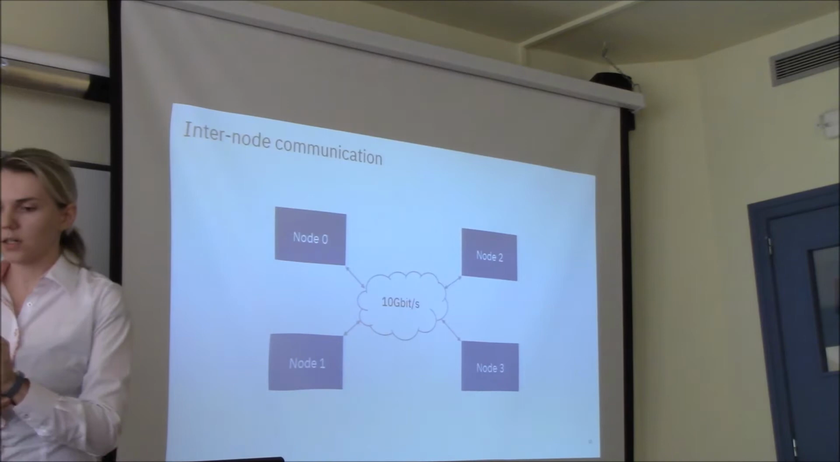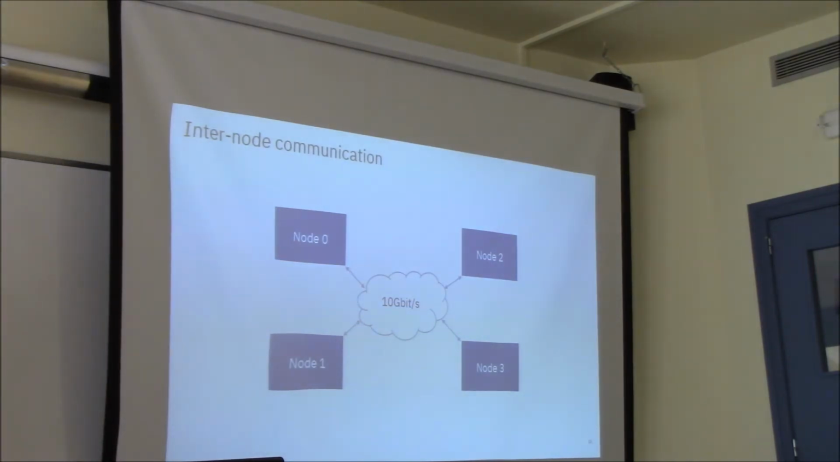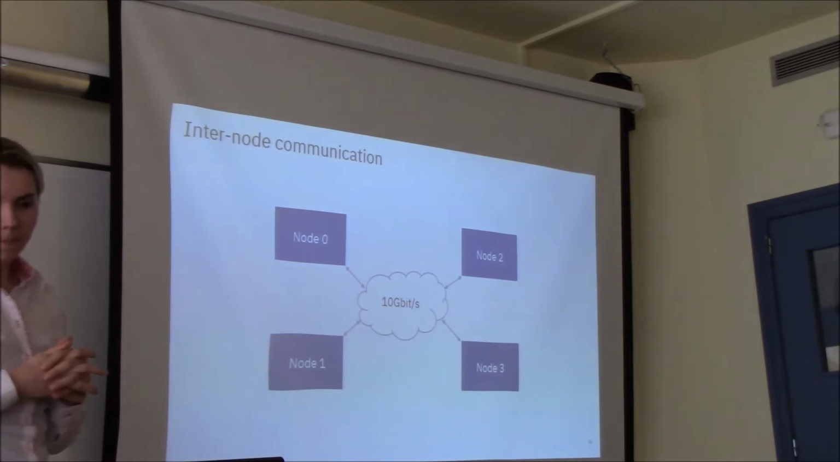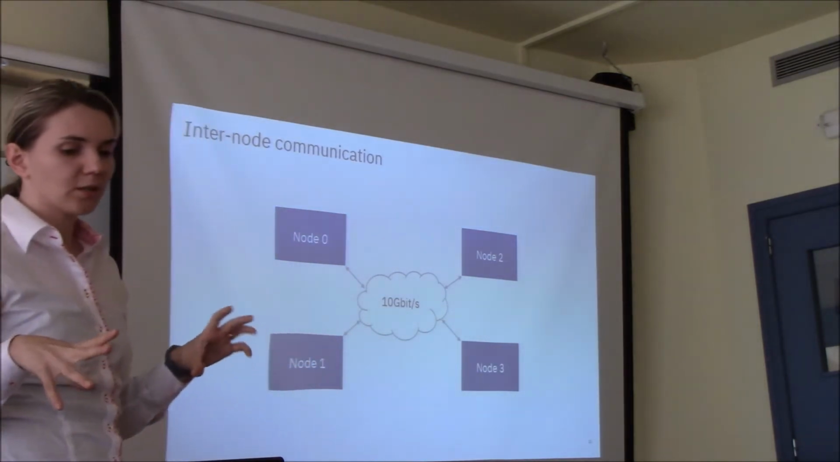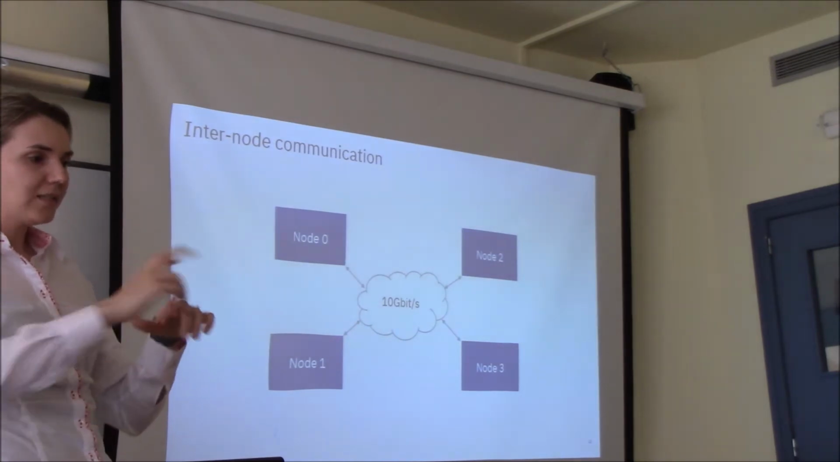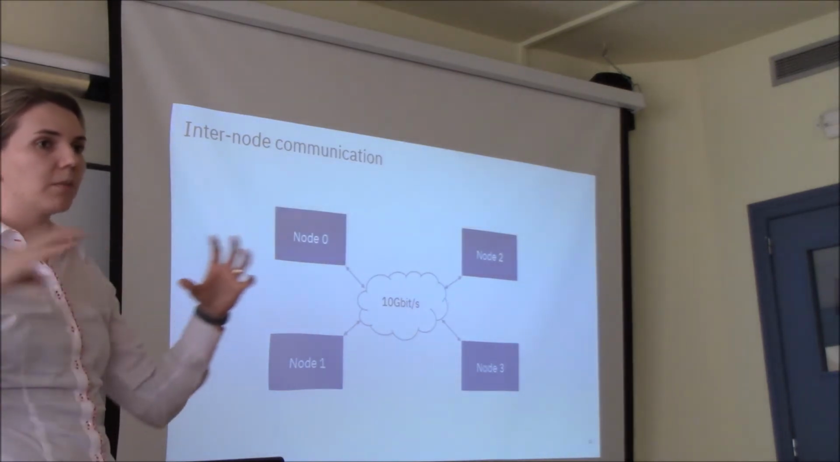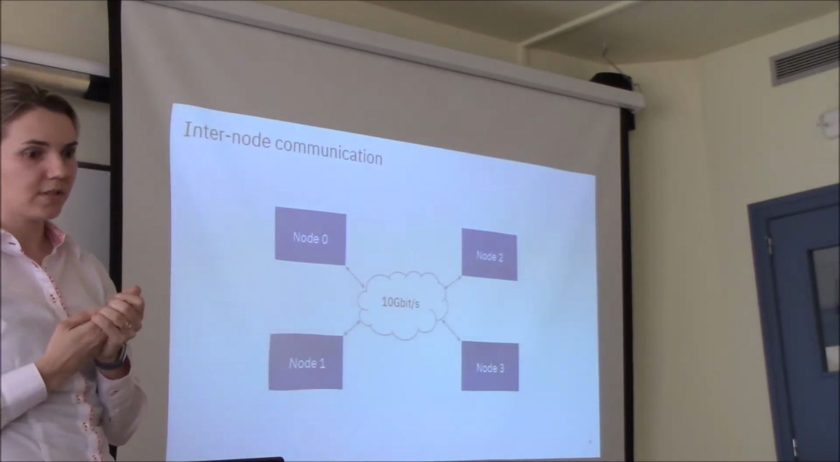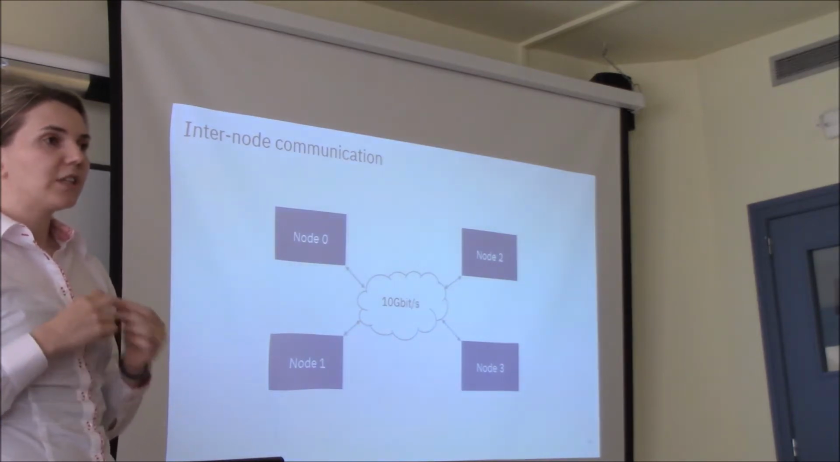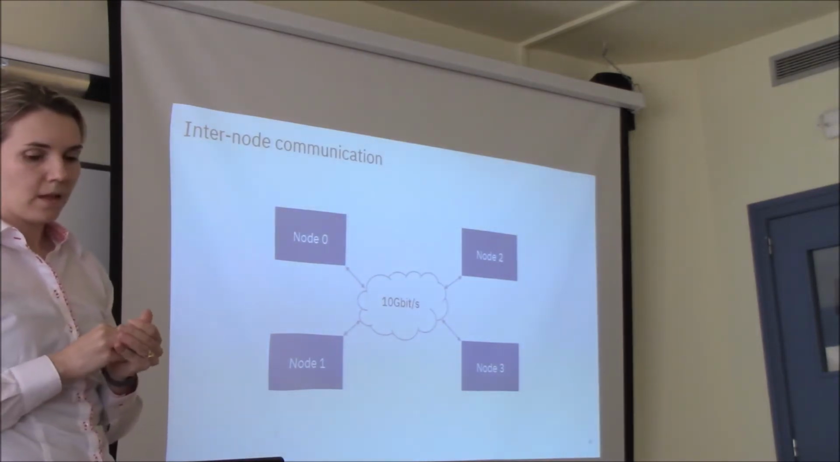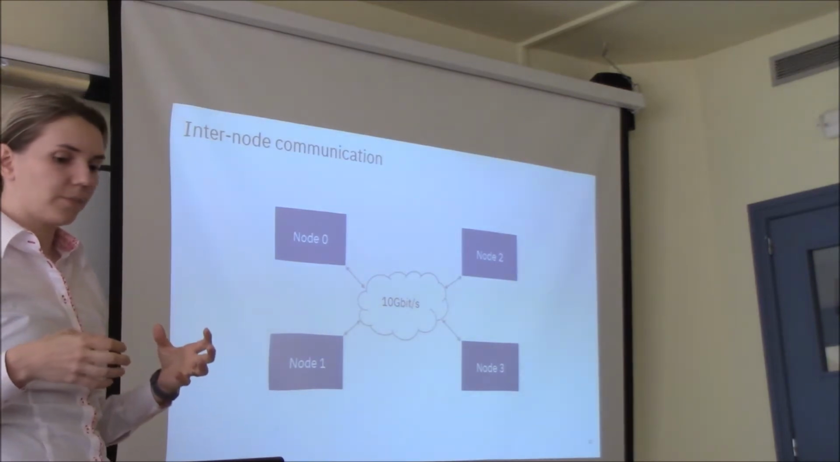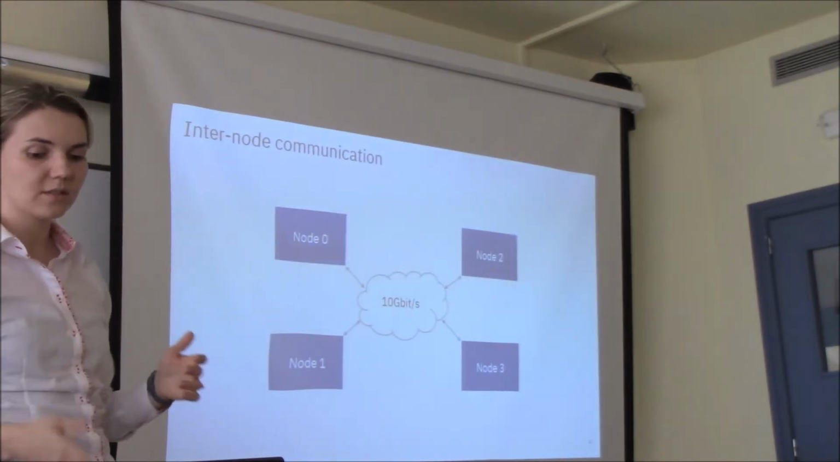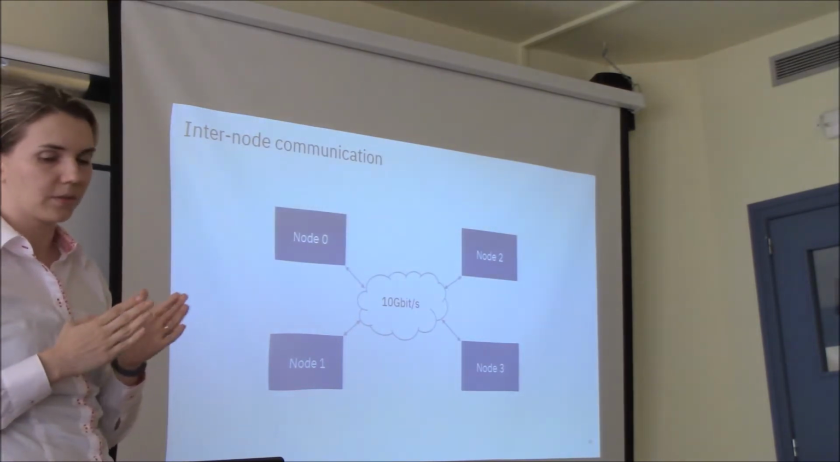SnapML implements an asynchronous variant of stochastic coordinate descent. When you do distributed training, you can run multiple iterations in each node before you actually synchronize the global model across all the nodes in your system. And here, the communication plays a very important role. You may have the inter-node communication via, for instance, a 10 gigabit per second network.